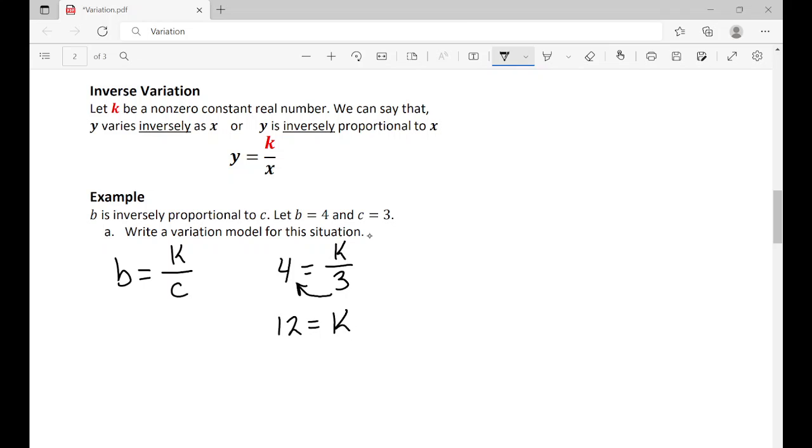So what does my model look like for this situation? I can say that y equals 12 over c. Actually, it should be b, not y. Excuse me. b equals 12 over c.